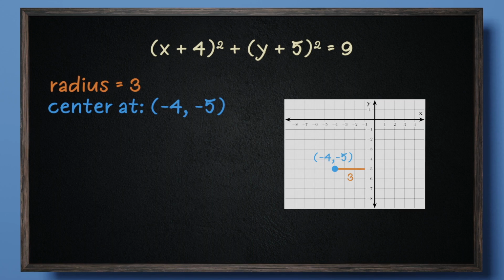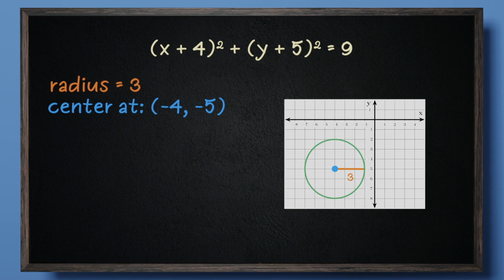With a radius of 3 and a center at (negative 4, negative 5), we can now sketch our circle. 3 units above our center is the point (negative 4, negative 2). 3 units below, (negative 4, negative 8). 3 units to the left and right are (negative 7, negative 5) and (negative 1, negative 5), respectively. With these 4 points, using a compass or a stencil, a circle can be easily drawn through these points.